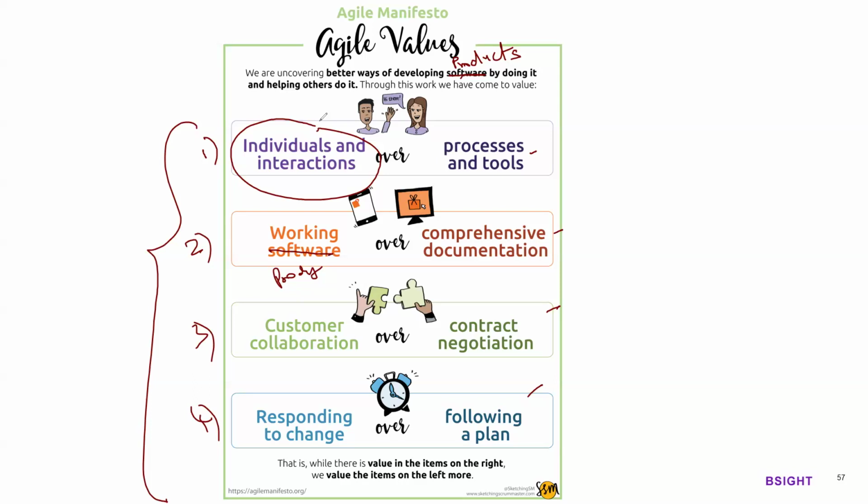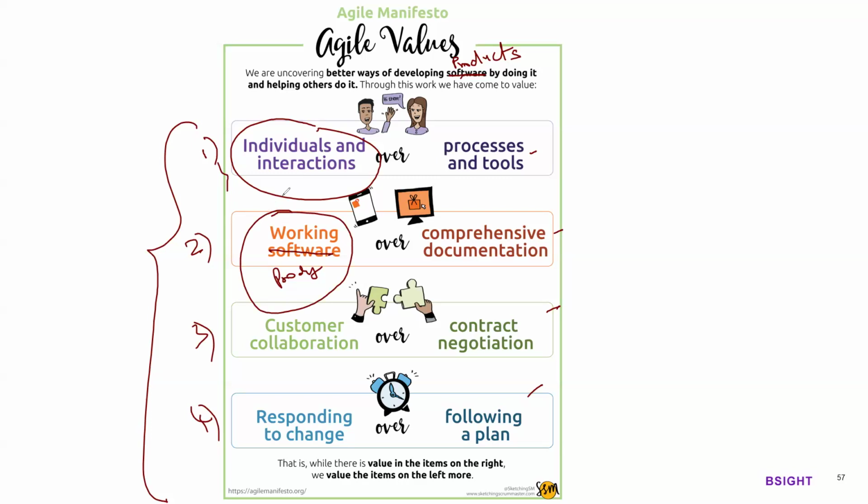Working product over comprehensive documentation. We discussed the example of a predictive project. After 3 months, what we got is a requirements document. 22 months after initiating the project, only then are we starting to use the product. Whereas in an Agile project, within 2 weeks to 1 month, you will have a part of the product for the customer to use.